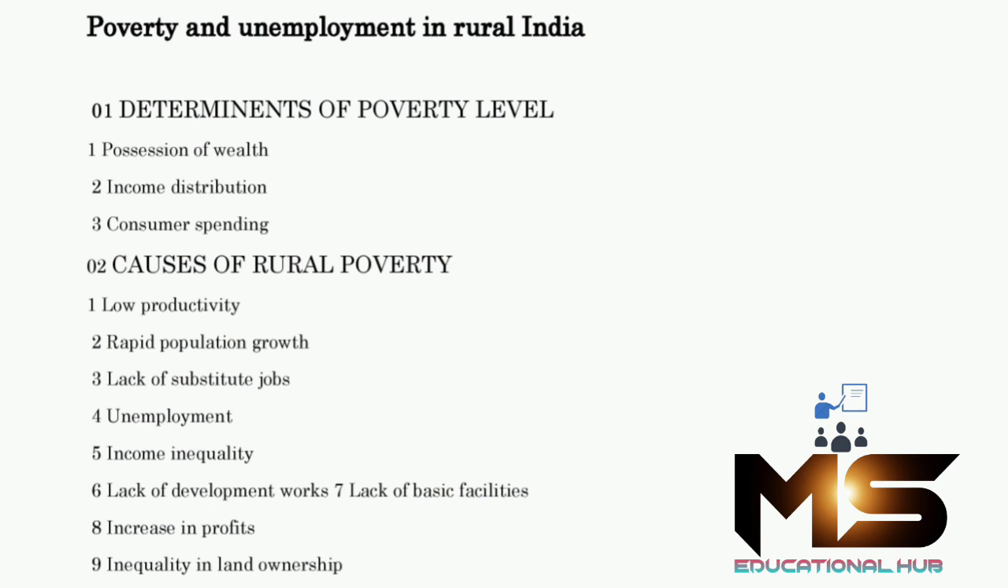So what are the causes? Low productivity, then rapid population growth, then lack of substitute jobs, unemployment, income inequality, lack of development works. The seventh one, lack of basic facilities. Then the eighth one, increase in profits. Then inequality in land ownership. These are all the causes of rural poverty.